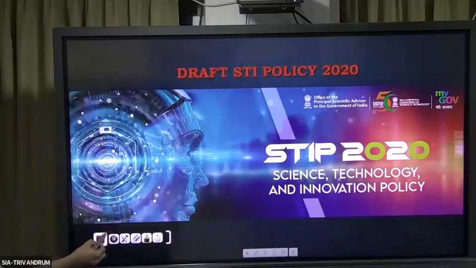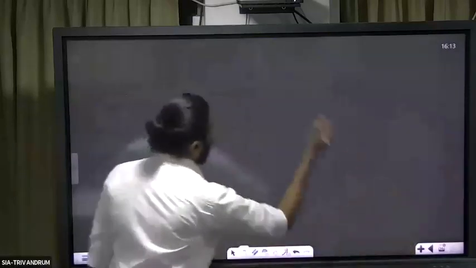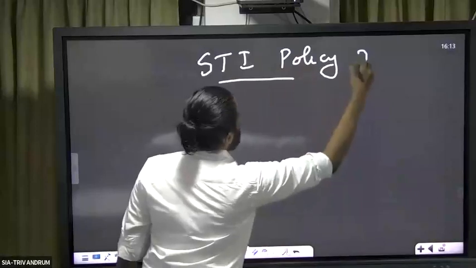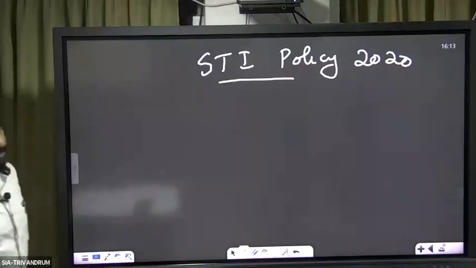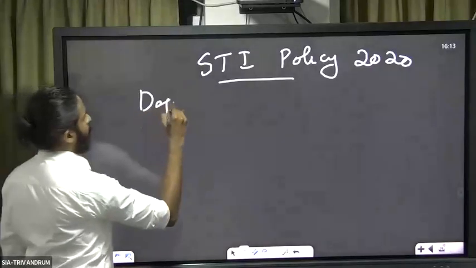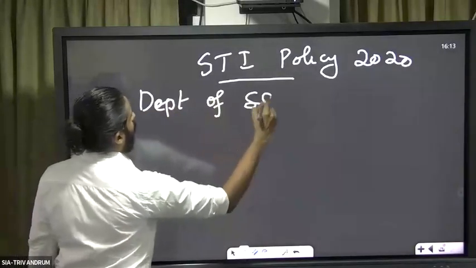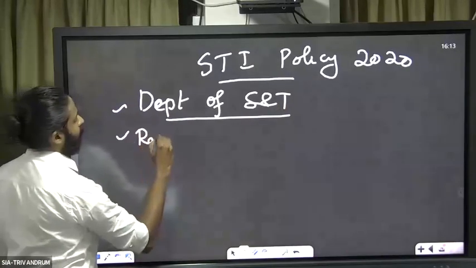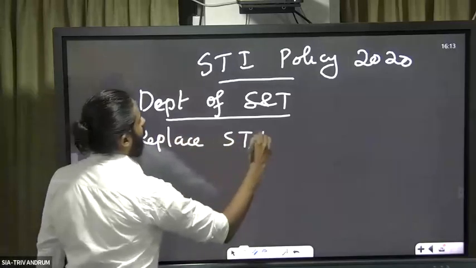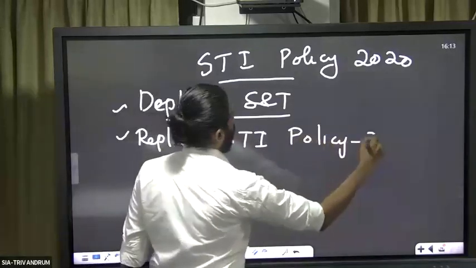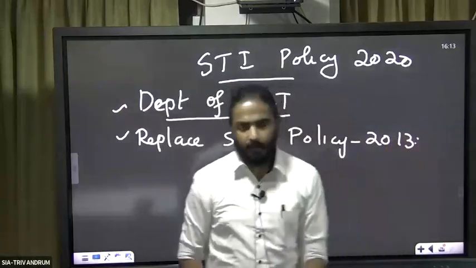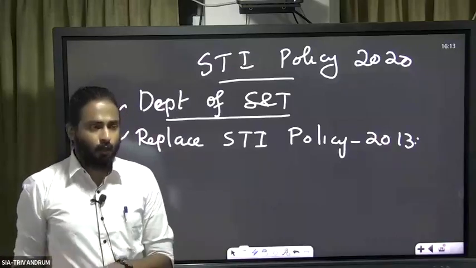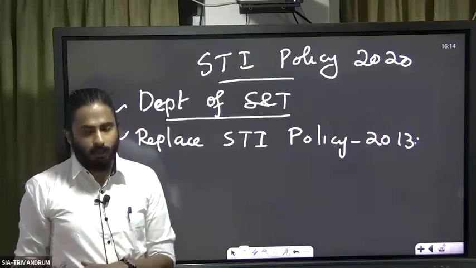So we have the Science, Technology, and Innovation policy, the STI policy of 2020. Obviously it is released by the Department of Science and Technology, and it will replace the Science, Technology, Innovation Policy of 2013. So we had a policy in 2013 that will be replaced. This is only a draft, but the policy will be more or less as such. So there is a probability that they can ask a question on this policy.